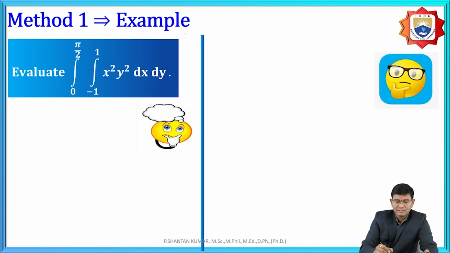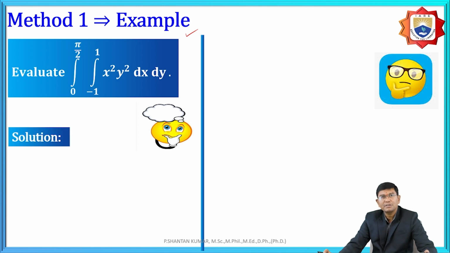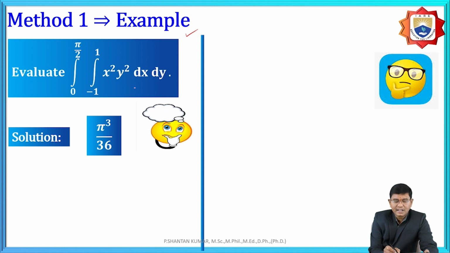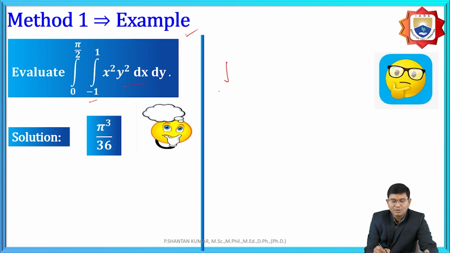For example, this one. The problem is a double integration with respect to x and y. The limits are minus 1 to 1 and 0 to pi by 2. Solving it step by step, the inside integral is with respect to x, with limits minus 1 to 1, so first we integrate with respect to x. Here y goes from 0 to pi by 2, and x from minus 1 to 1. y square is a constant, and we integrate x square, that is x square into dx, and after that dy.